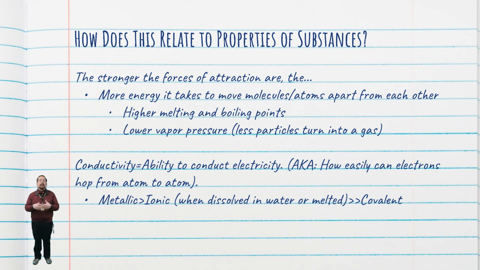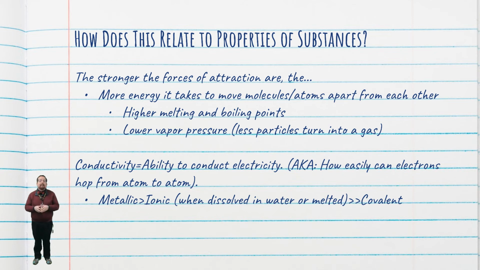Substances with more attractive forces stick together more and evaporate less. Therefore, they have a lower vapor pressure. So when we have more attractive forces, we'll have higher melting points, higher boiling points, and lower vapor pressures.